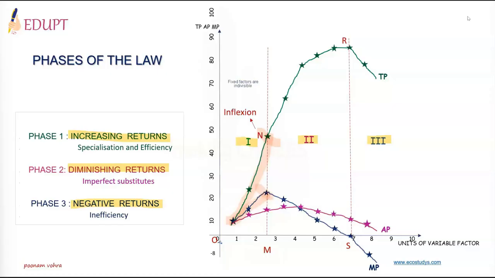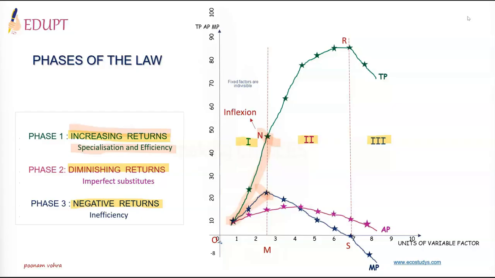Why does it occur? It occurs because fixed factors are indivisible and must be used in fixed minimum size. In the beginning, fixed factors cannot be put to maximum use due to non-applicability of sufficient units of variable factor. But when variable factors are applied in sufficient quantities, then division of labor, specialization, and efficiency results in increasing returns.